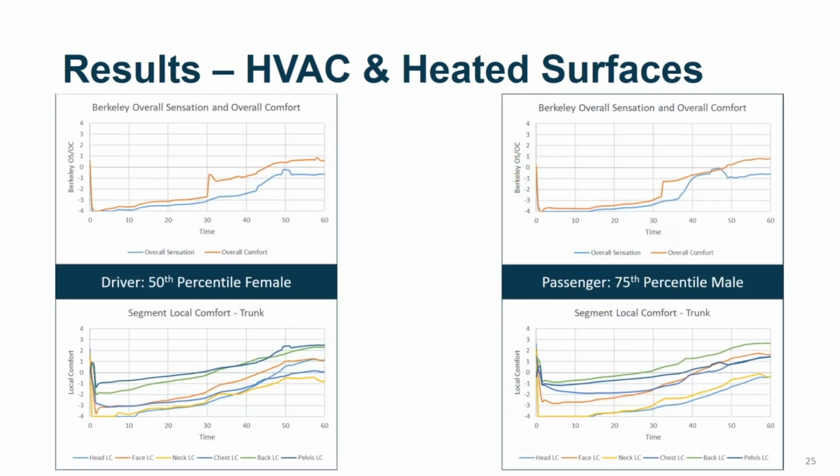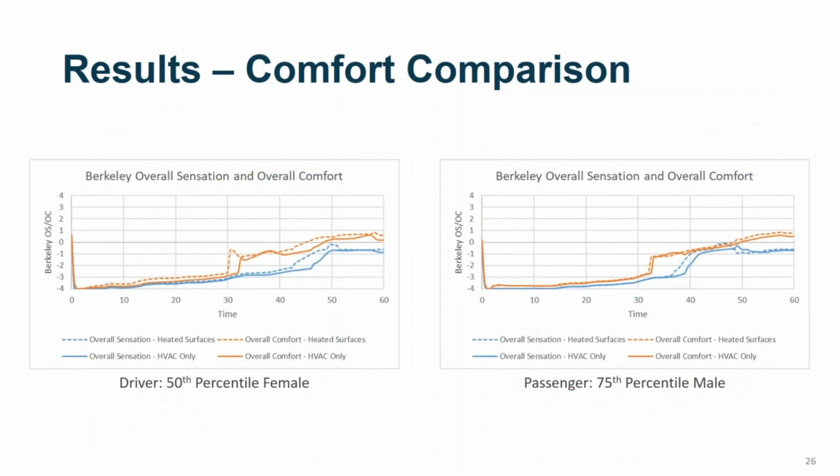And then here are our Berkeley comfort and sensation results for these cases. You can see right away that there's a little bit of a jump forward in time for our comfort and sensation results, and those are shown specifically here. So you can see with the heated surfaces, the dashed lines, the jump in sensation and comfort occurs earlier in the run, and that's just the effect of our heated surfaces.